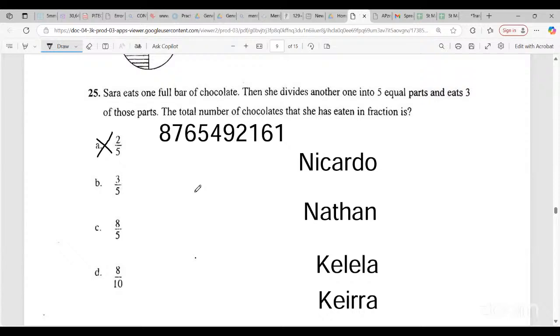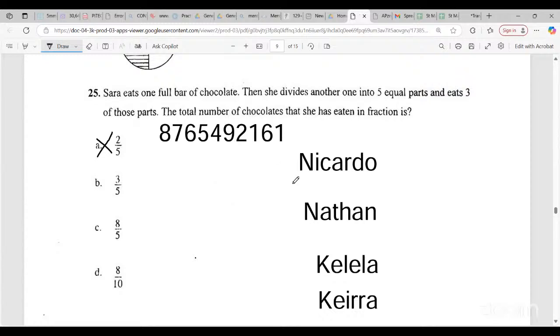Sir, yeah, it says she split 1 chocolate bar into 5 equal pieces and she ate 3 of them. What is the total of the equal pieces she ate out of the 5? She ate 3 out of the 5, so it'd be B. I was very positive it would have been C, sir, because... All right, hold on.